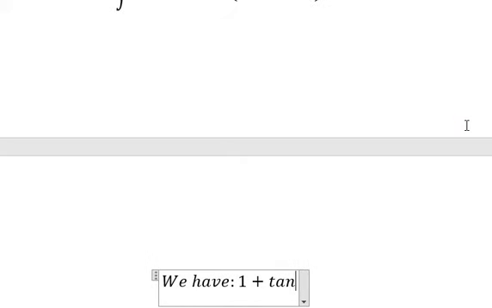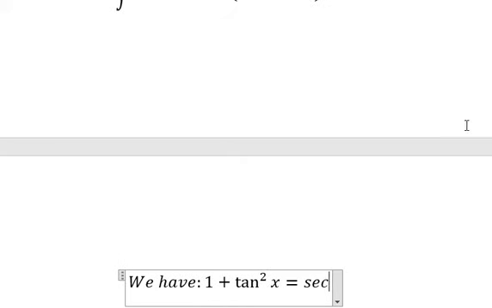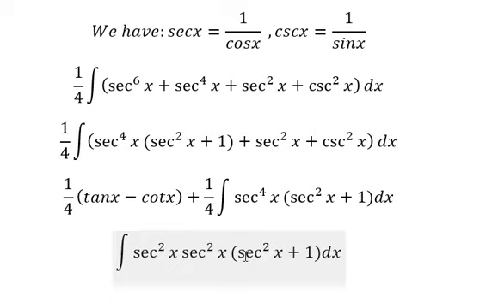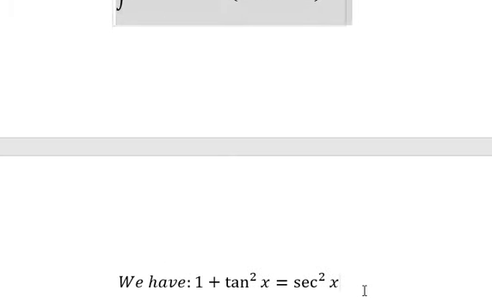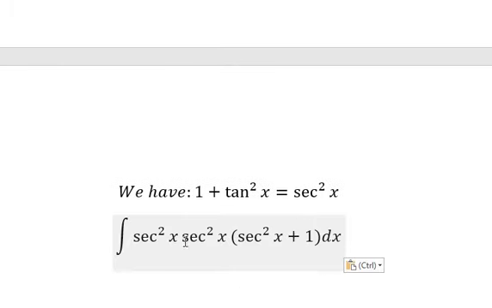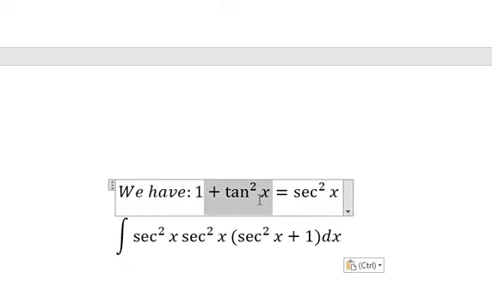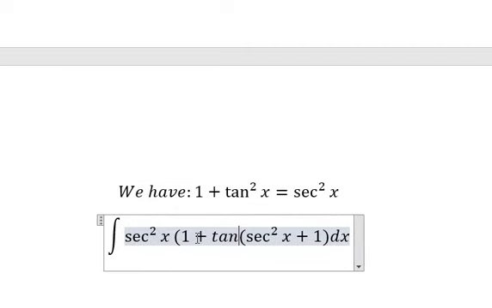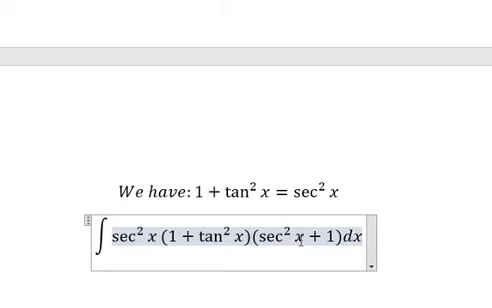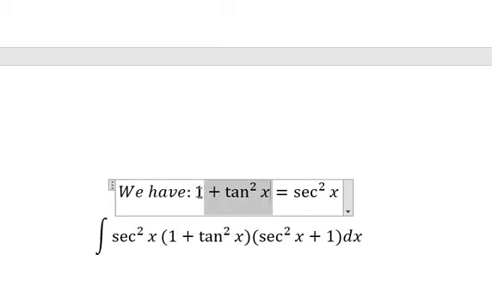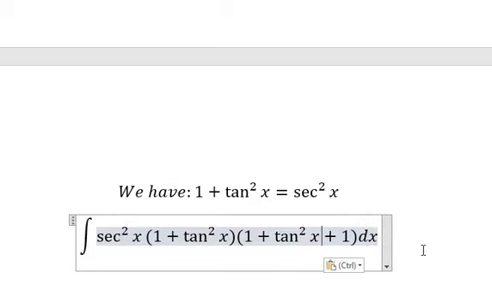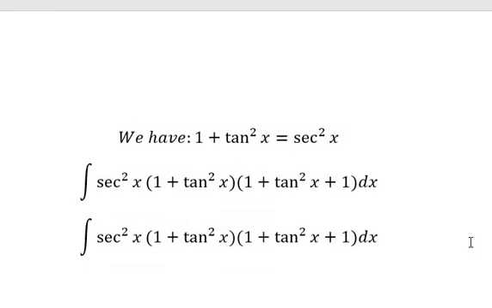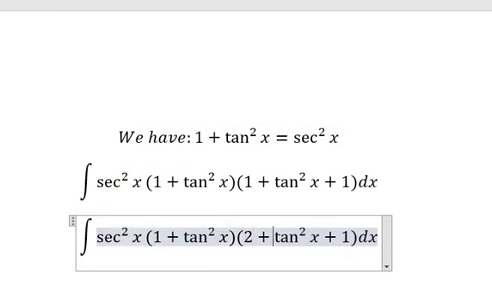Next, we have the formula 1 plus tan squared s equals secant squared s. Now we go back in here. So this one we change by this one, and this one we change by this one. So 1 plus 1 is number 2.